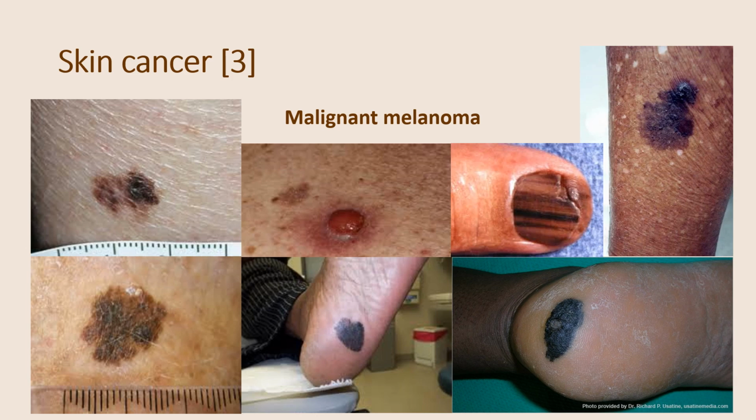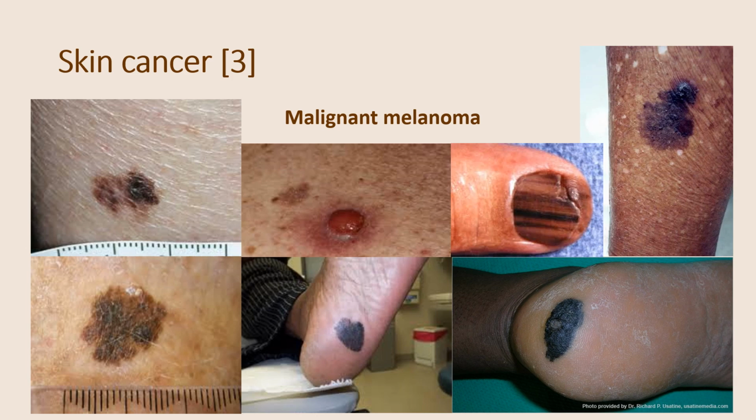C is for colour. There may be variation in colour with different shades of brown, pink and black seen within the same lesion. D is for diameter. Most melanomas are at least 6 millimeters in diameter, and any growing lesion may indicate suspicion of a skin cancer. E stands for expert advice, so if in doubt, it is important to signpost the patient to their GP or to a dermatologist.